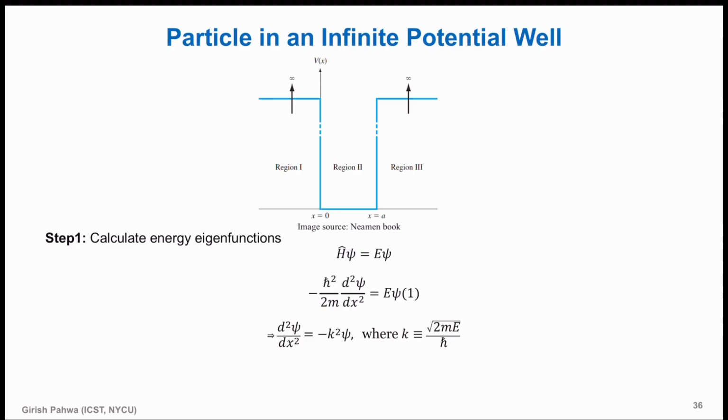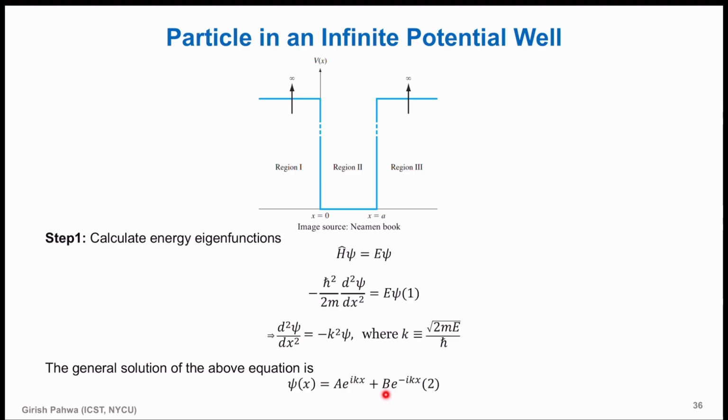And I'm assuming k to be positive here, so I'm taking only the positive values of k. Because I'm taking the positive values of k, the general solution is going to look like this: a e to the power iota kx plus b into e to the power minus iota kx. We have already done this.